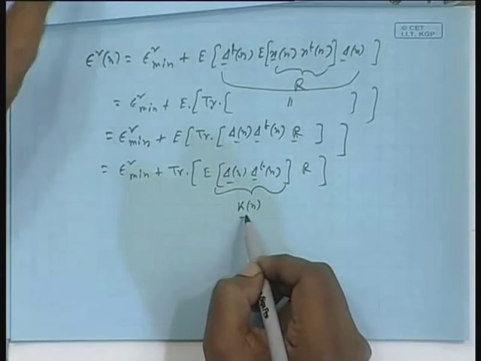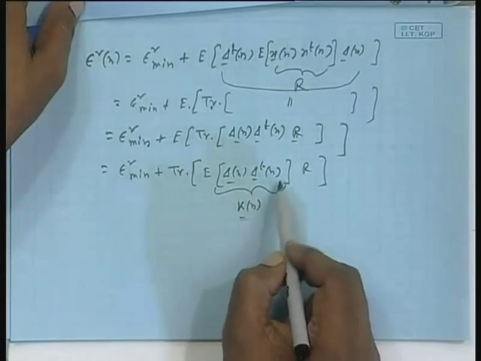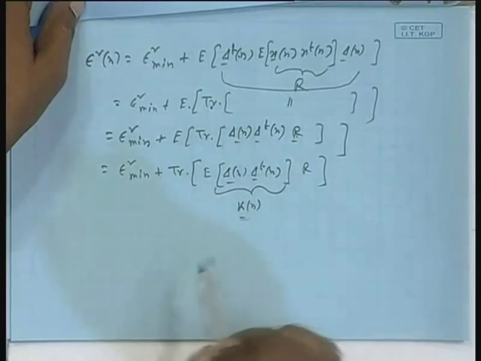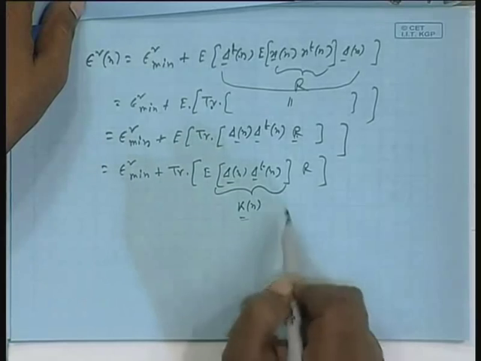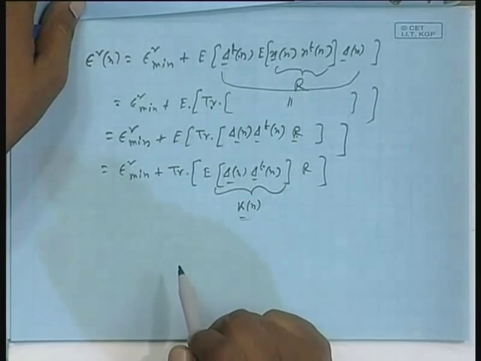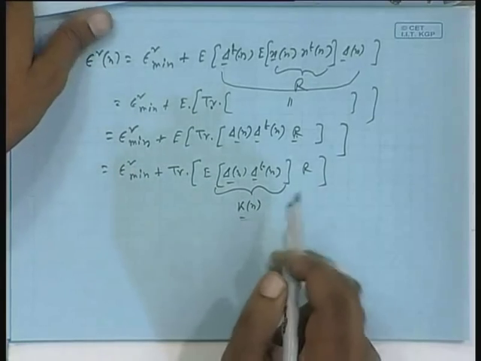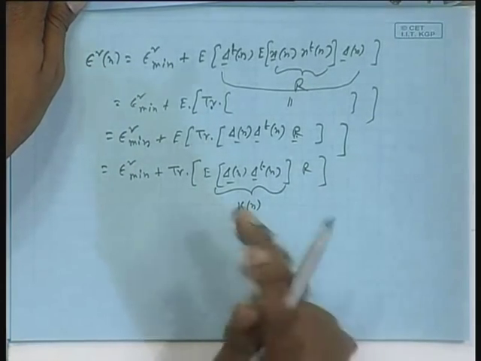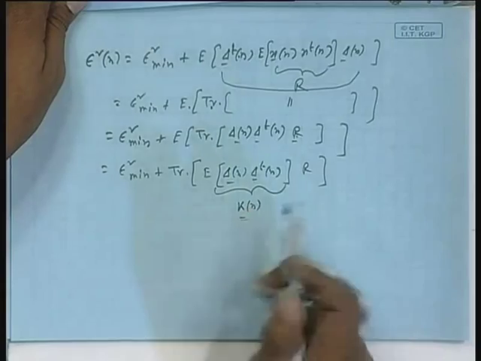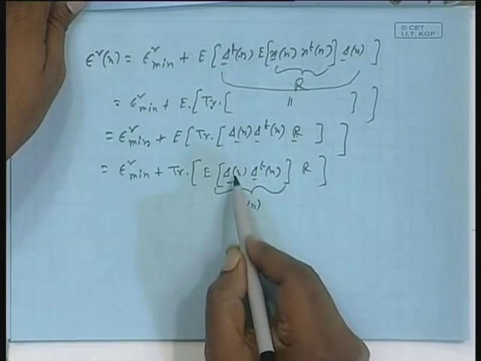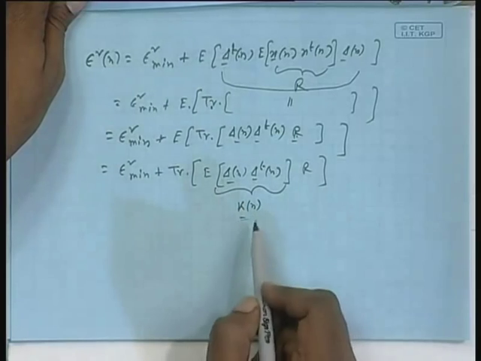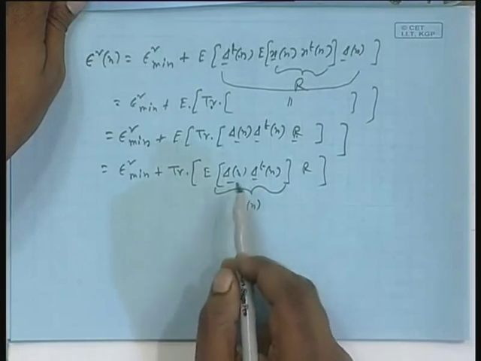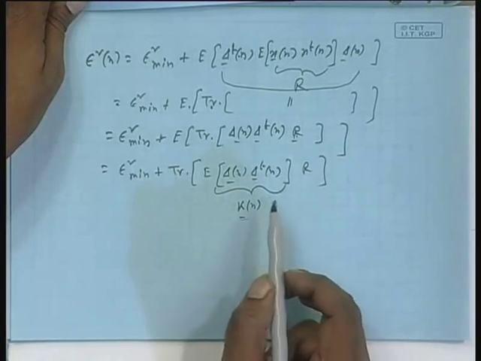So, this quantity, if you take this into its transpose, what will this be called? Weight error covariance. Actually, it should not be called covariance, but as n tends to infinity, at that time at least delta n has got 0 mean. So, correlation and covariance are the same. Keeping that in mind, they call it the tap weight error or weight error covariance matrix.